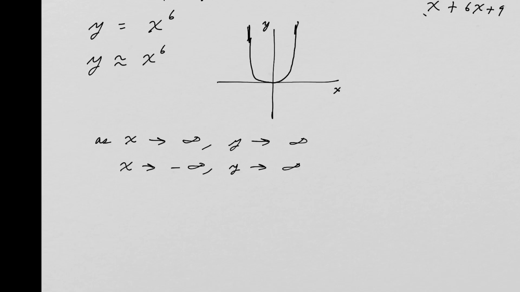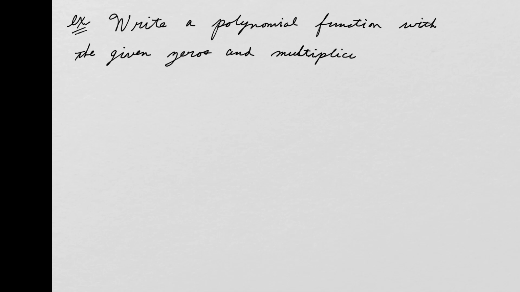Okay, and then let's do one last question. Let's say you're asked to write a polynomial function with the given zeros and multiplicities. Okay, so let's say, I'll make a little table again.